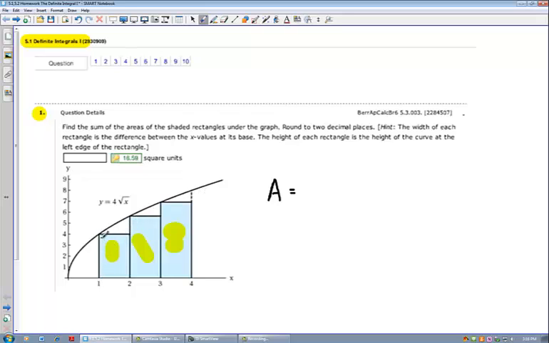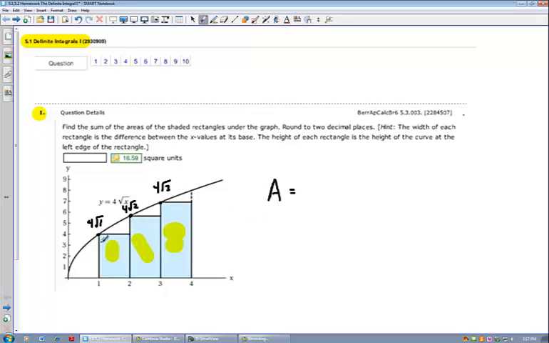Well, the height here, if you plug in 1 into your function, you're going to get out 4 square root of 1. That's the height. If you plug in 2, this height is going to be 4 square root of 2, and if you plug in 3, this height is going to be 4 square root of 3.